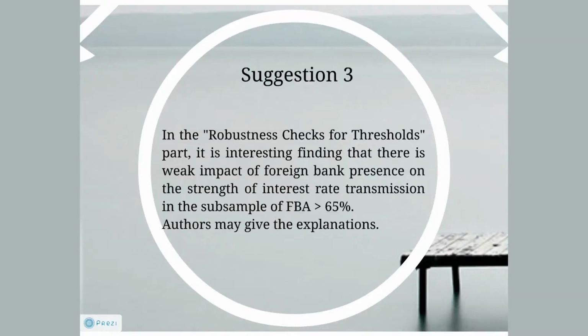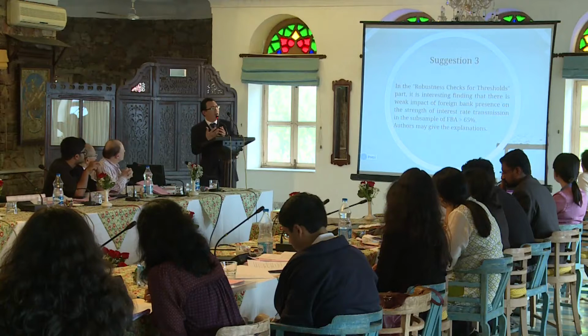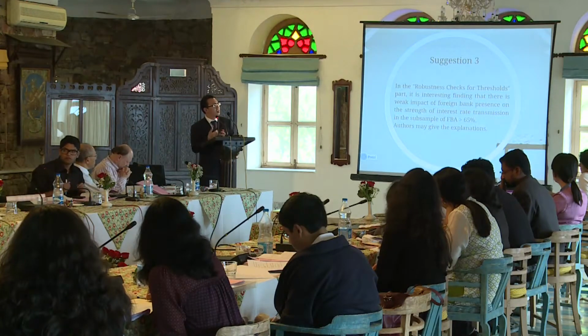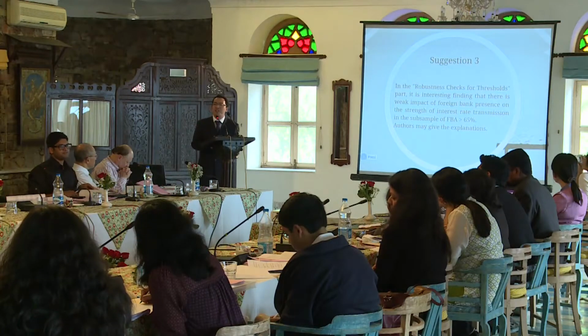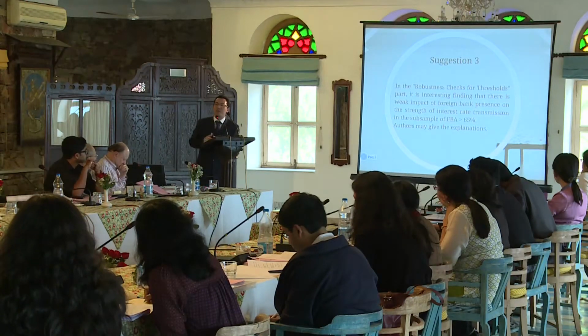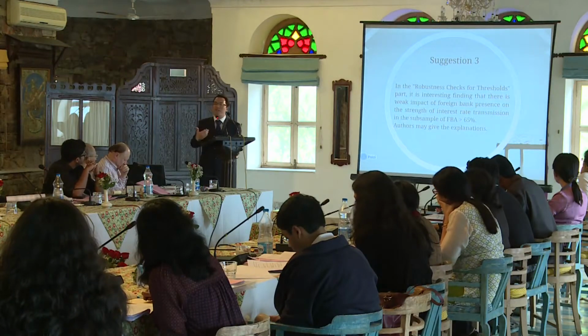Suggestion 3. In the robustness check for the threshold, the authors find a very interesting conclusion: there is a weak impact of the foreign bank presence on the strength of the interest rate pass-through in the subsample where the ratio of foreign bank assets is larger than 65%. I think many readers are very interested in why you find this, and what the reasons underlying these findings are. Maybe it's better if the authors can provide explanations.